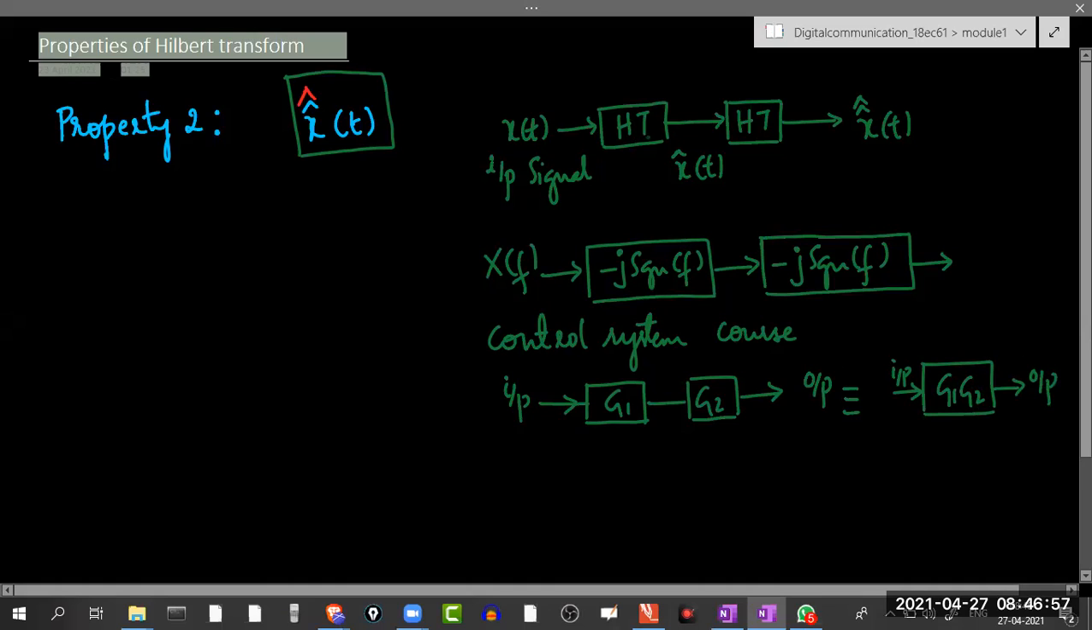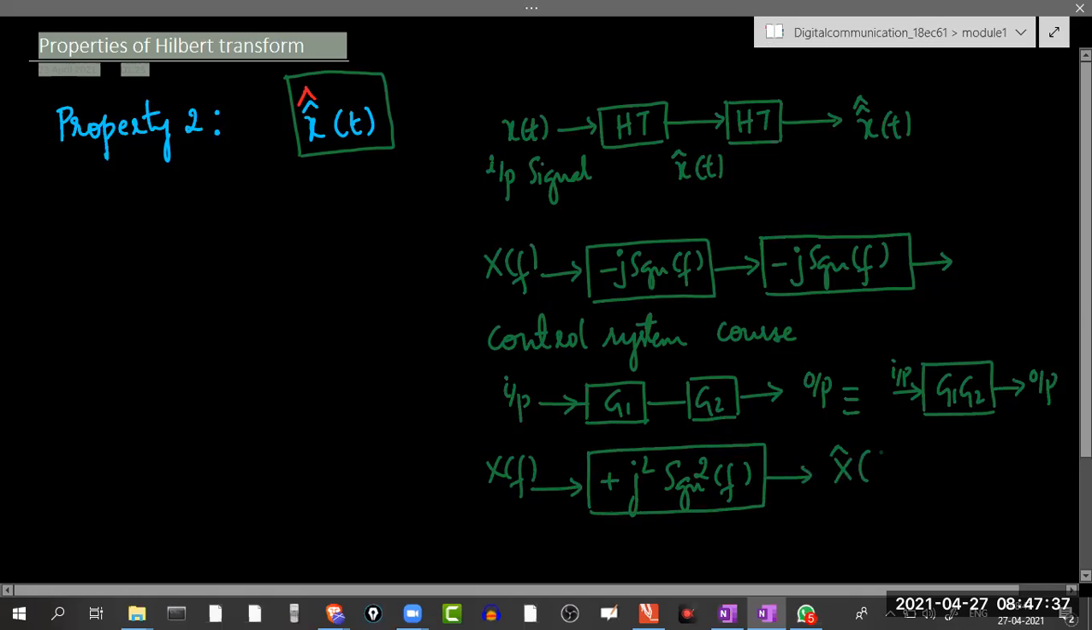Likewise, here I'm having two such Hilbert transformer blocks. All I can do is multiply these two, such that negative into negative will give what? Positive. Here I'm having j, one more j on the other block, so I'll have j square. And again over here, I'm having two signum functions, so I'll have signum square of f. So this is X of f, and this is X cap of f.